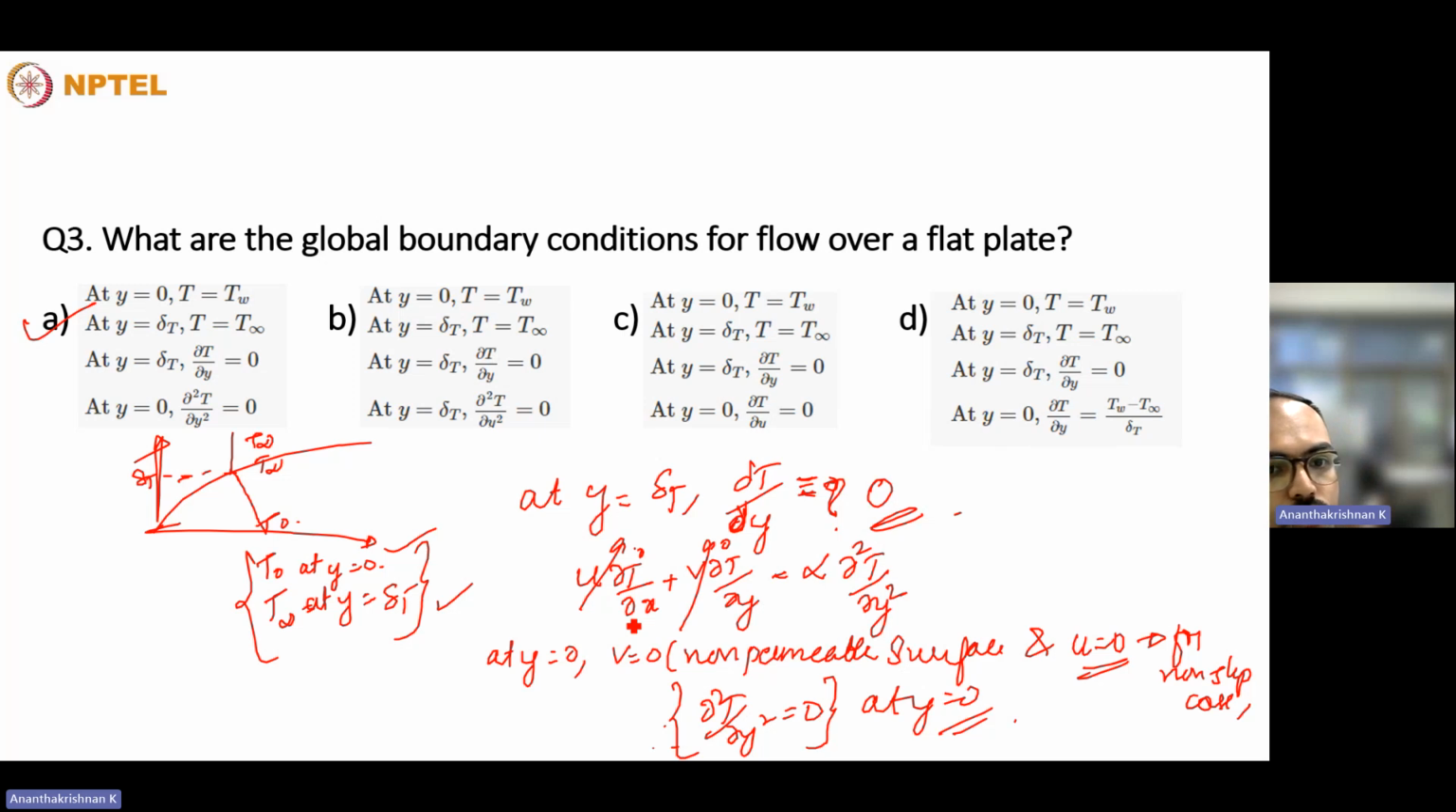Therefore, the boundary condition that is only feasible is at y equal to 0, dou square T divided by dou y squared is equal to 0, because that is derived from the energy equation, assuming the other boundary conditions. So option A is the correct one.